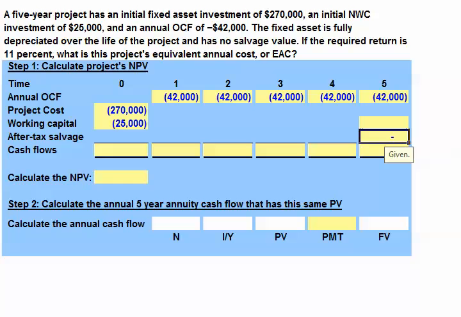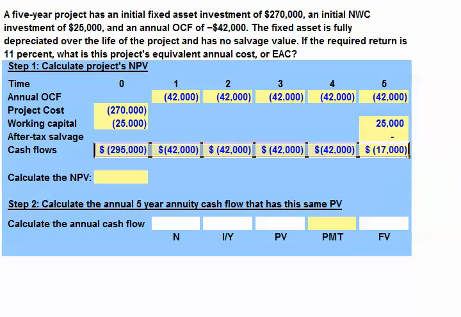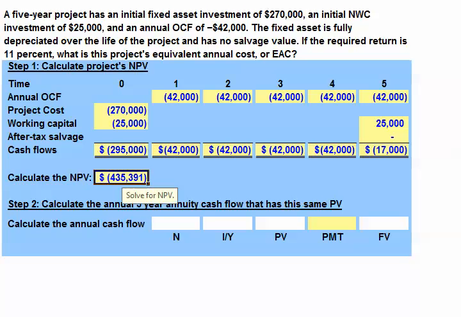Before we calculate our project's net present value, we need to finish off our cash flow timeline. Since we had initial working capital investment of $25,000 at the beginning of the project, this working capital will be released or returned at the end of the project. We can now sum up our annual cash flows for our project and calculate the project's net present value using our 11% required rate of return.